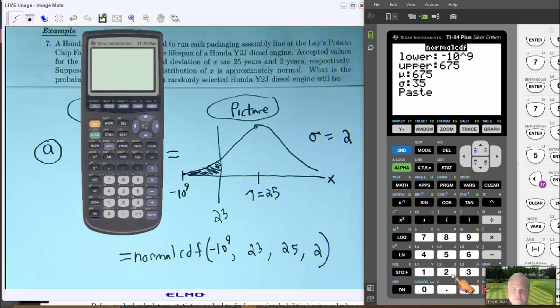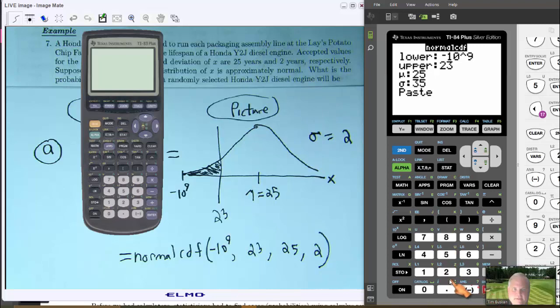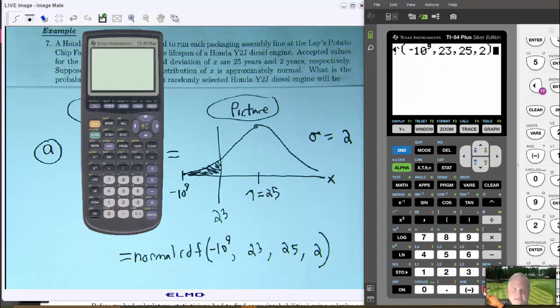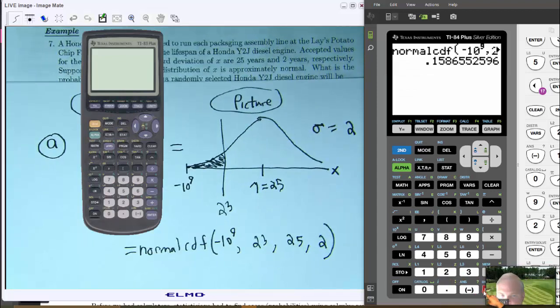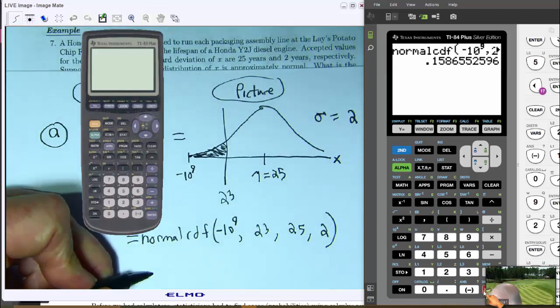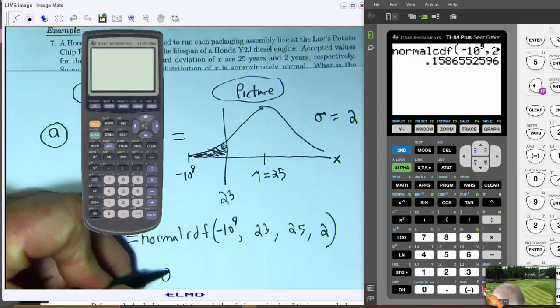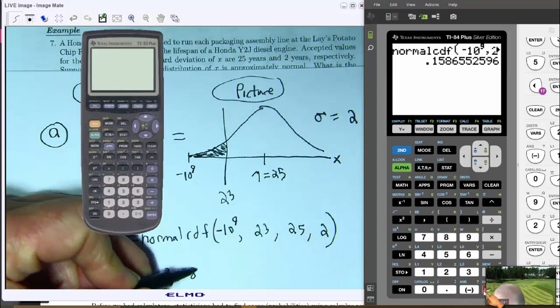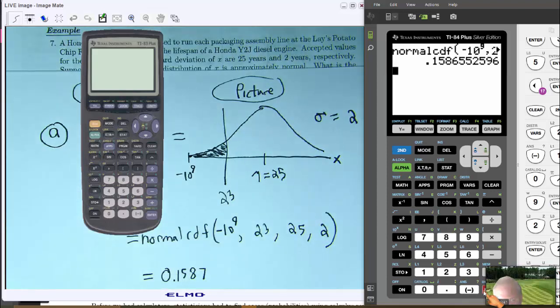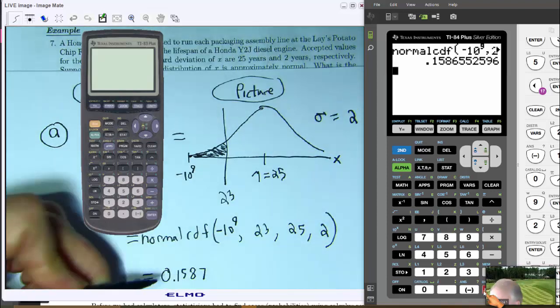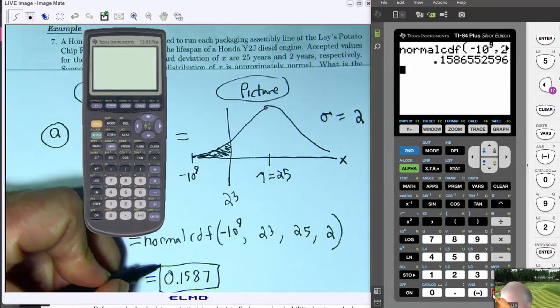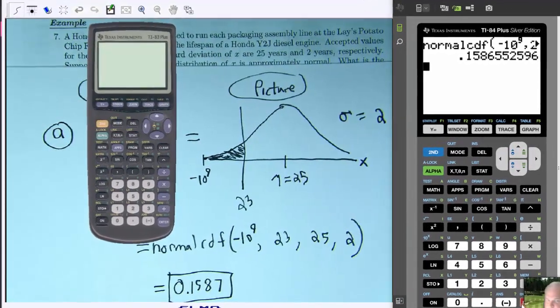The upper boundary is 23, and the mean 25. Standard deviation is 2. So we'll go ahead and paste that in and hit enter. And we're getting our area, which is about 15.8% or 0.1587. So I've started rounding my probabilities to the 10,000th decimal place, and there's good reason why I'm doing that, and I'll tell you about that later.